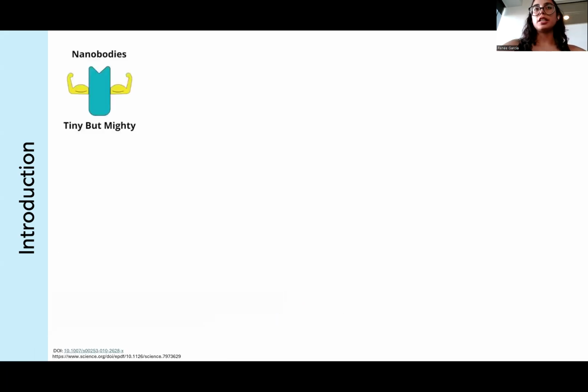Nanobodies are the heavy chain part of antibodies that come from camelids, and they are quite new and quite useful since they are smaller than regular antibodies. They allow a more specific and efficient targeting of proteins for therapeutic and biosensing applications. That's why they are said to be tiny but mighty. As I said, they are used for targeting and biosensing.